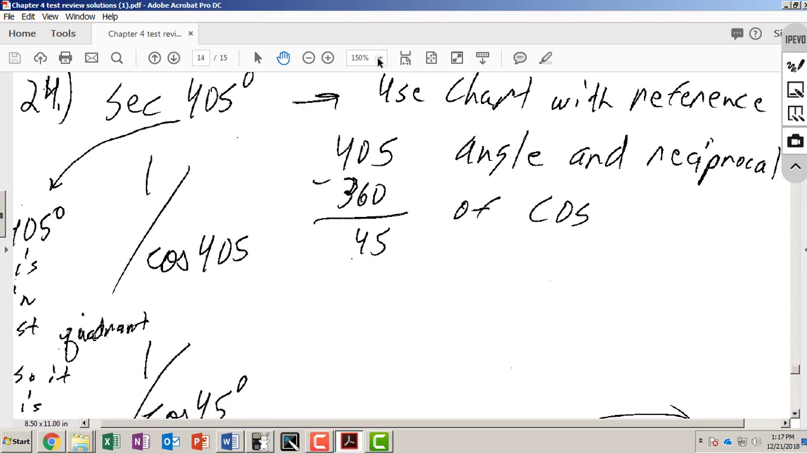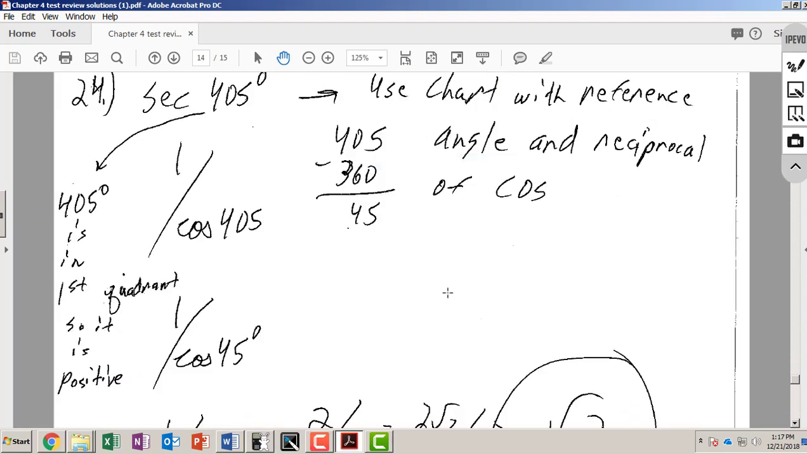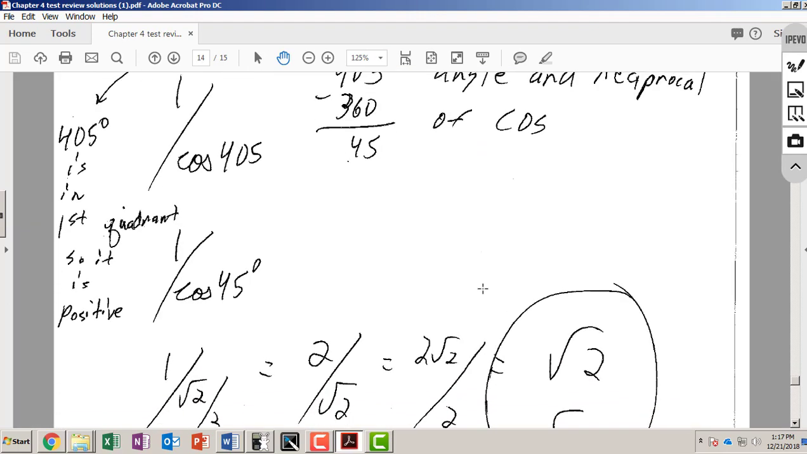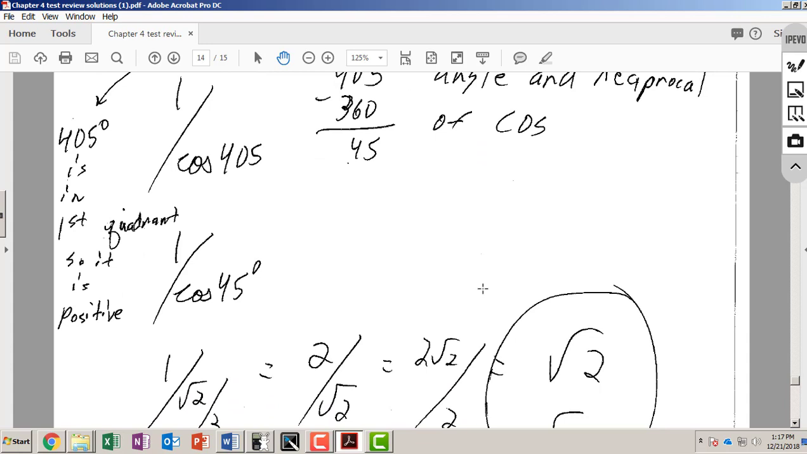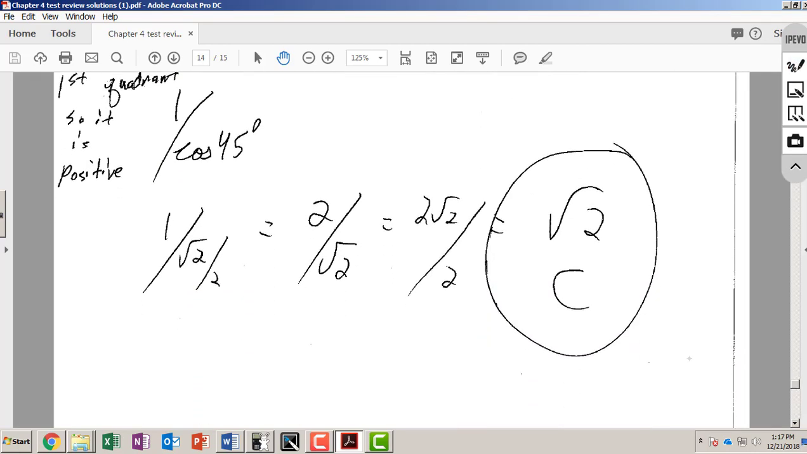Well, maybe that might be a little bit too big. We'll go back to 125. Okay, so now notice that here I filled in. So this is the same thing as 1 over the cosine of 45. So 1 over the cosine of 45 is 1 over the square root of 2 over 2.